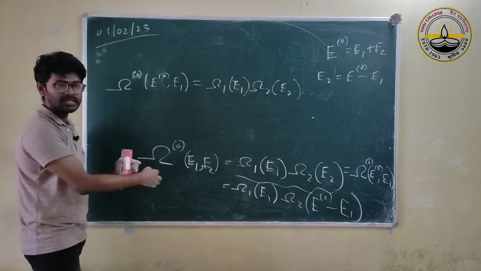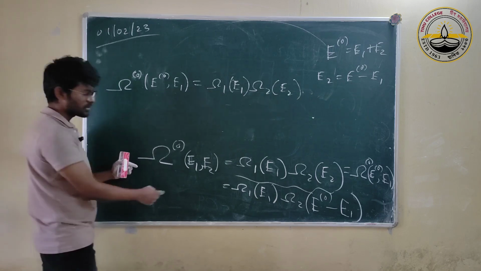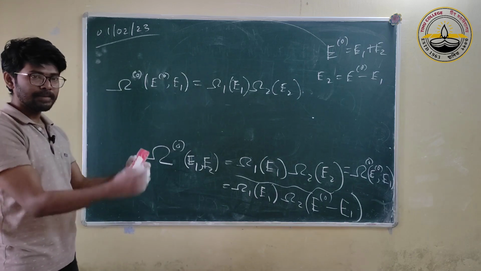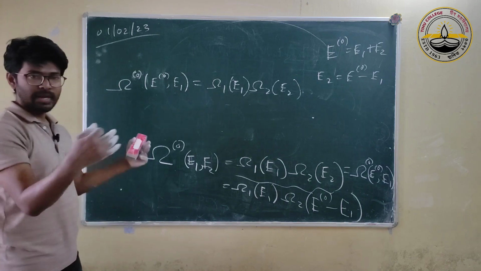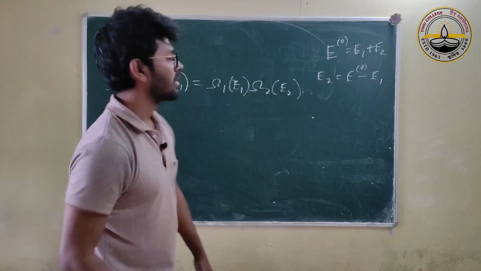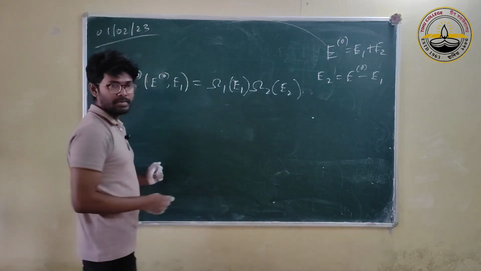The combined one is a function of E1 and E2, not E0. E1 and E2 will keep changing due to energy exchange. Now let's apply the condition of equilibrium.